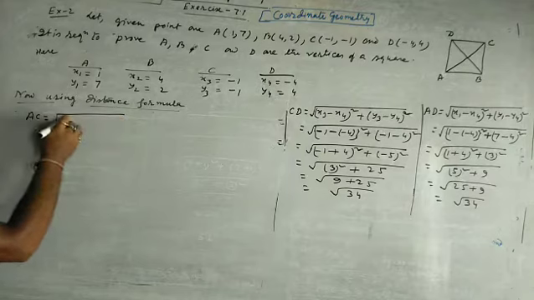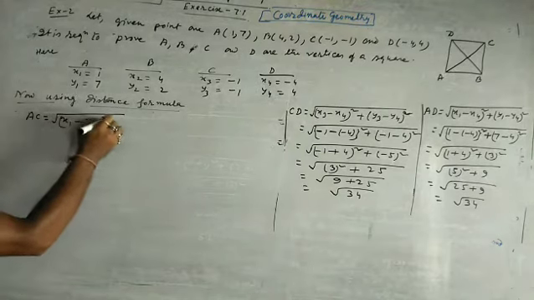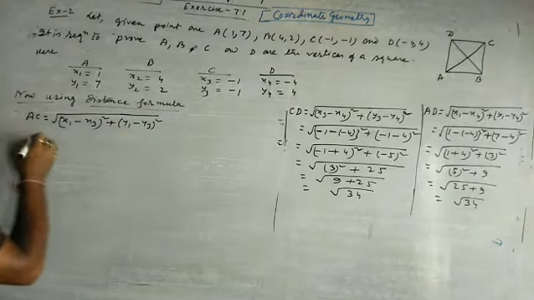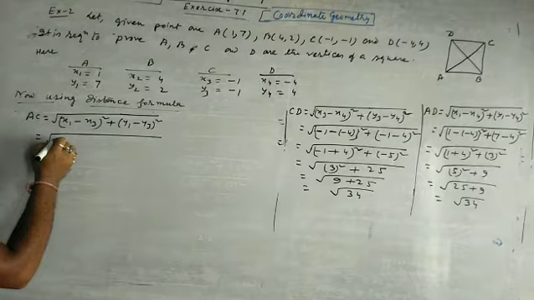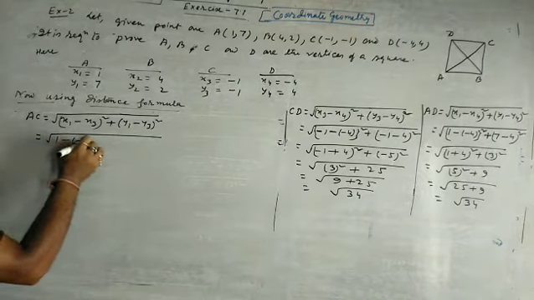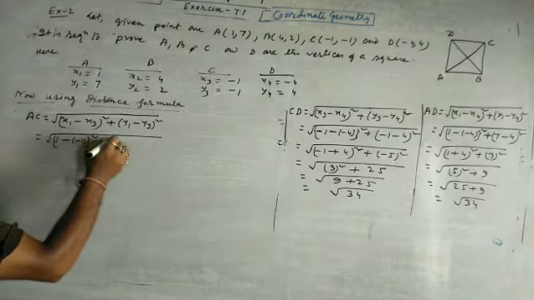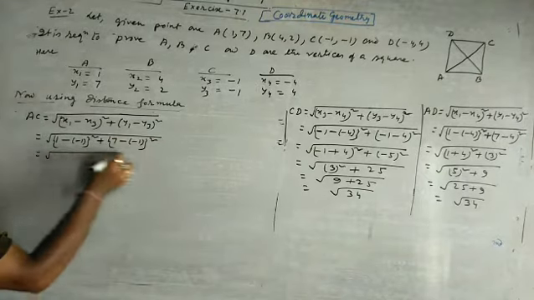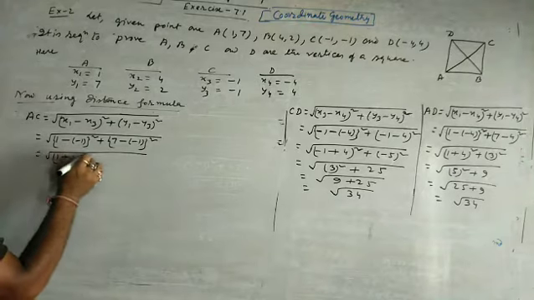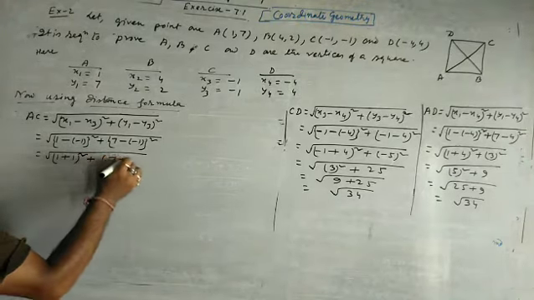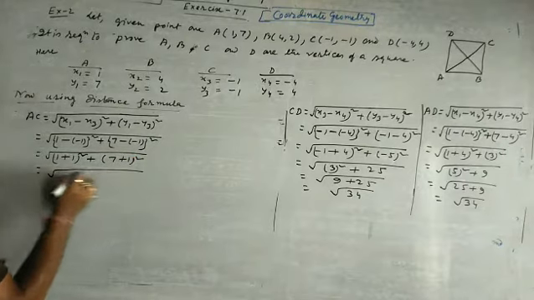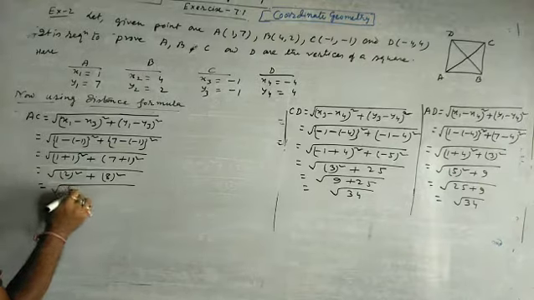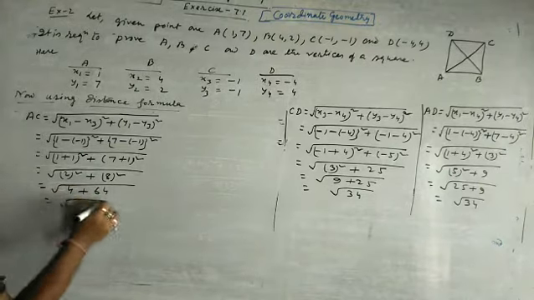AC: (x1 minus x3) whole square plus (y1 minus y3) whole square. 1 minus minus 1, 7 minus minus 1, 1 plus 1, 7 plus 1, 2 whole square, 8 whole square, 4 plus 64, root 68.